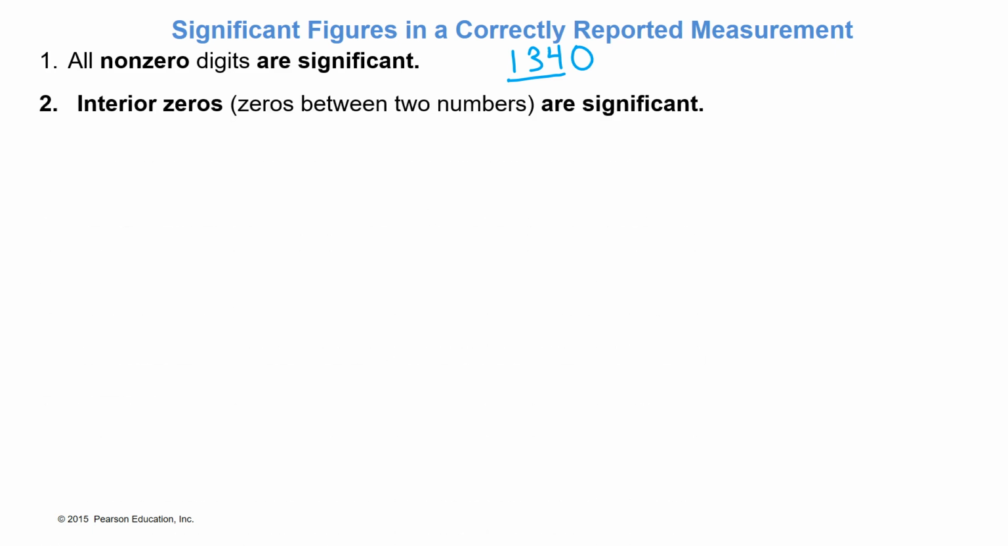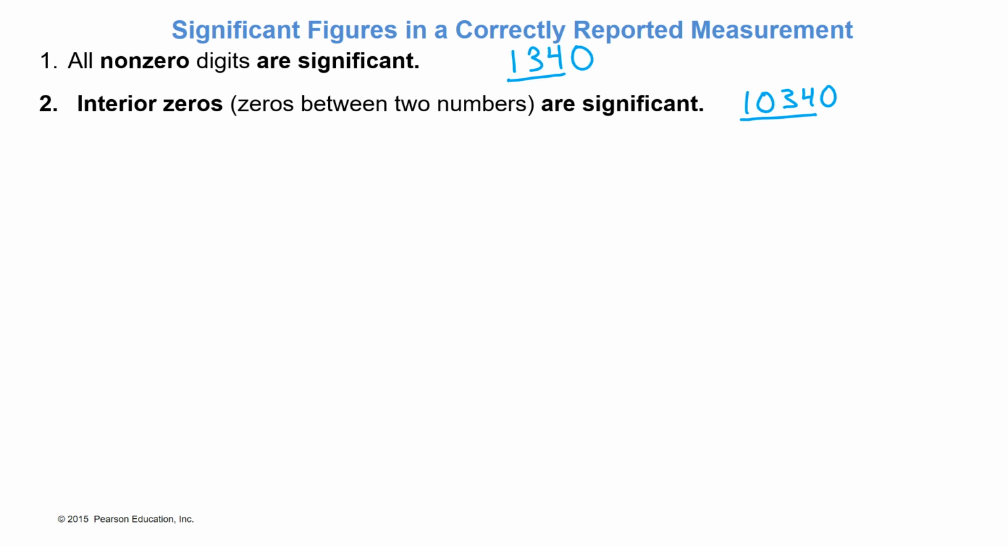The second rule: an interior zero, a zero that's sandwiched between two other numbers, is going to be considered significant. So if I use the same numbers and have 1, 0, 3, 4, 0, so 10,340, how many significant figures do I have in this one, or what numbers are going to be significant? The first 4. All right, so there are 4 sig figs in that. Again, that last 0 is rounded.